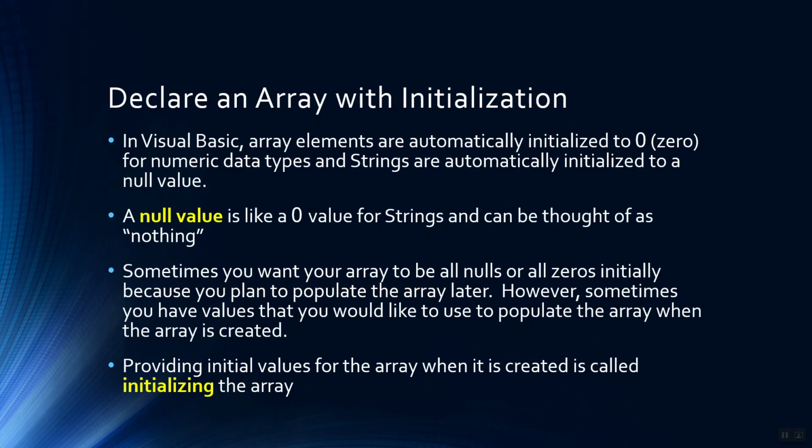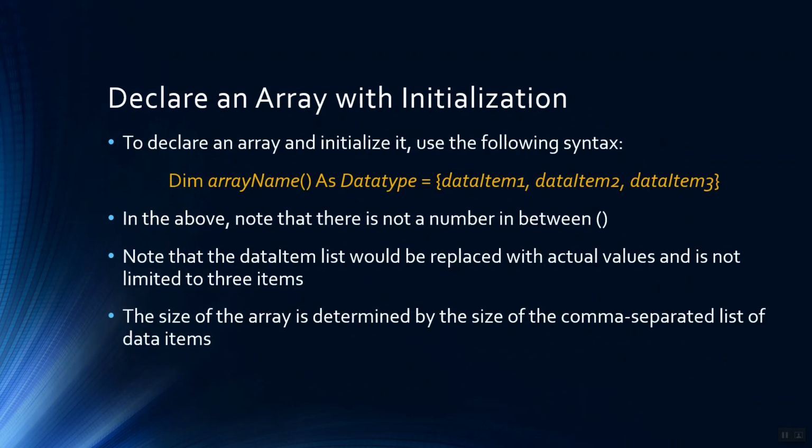So when you declare an array without initialization, in other words, you're not providing initial values, Visual Basic will go ahead and populate any array that is holding numeric values with zeros, and it will populate an array of strings with all nulls, which null is like a nothing. It's like a zero value for strings. Now, if we had values ahead of time that we knew we had in our hands and we wanted to use to initialize the array, we could certainly do that.